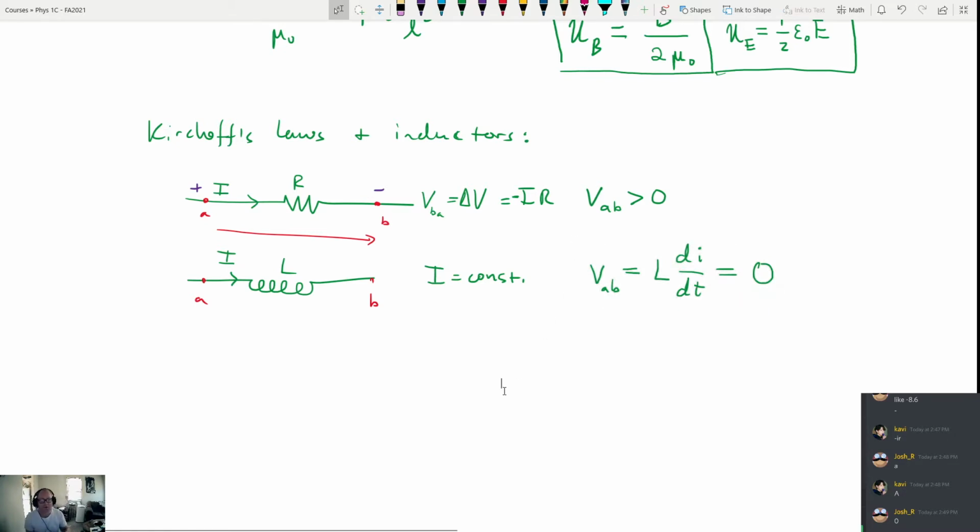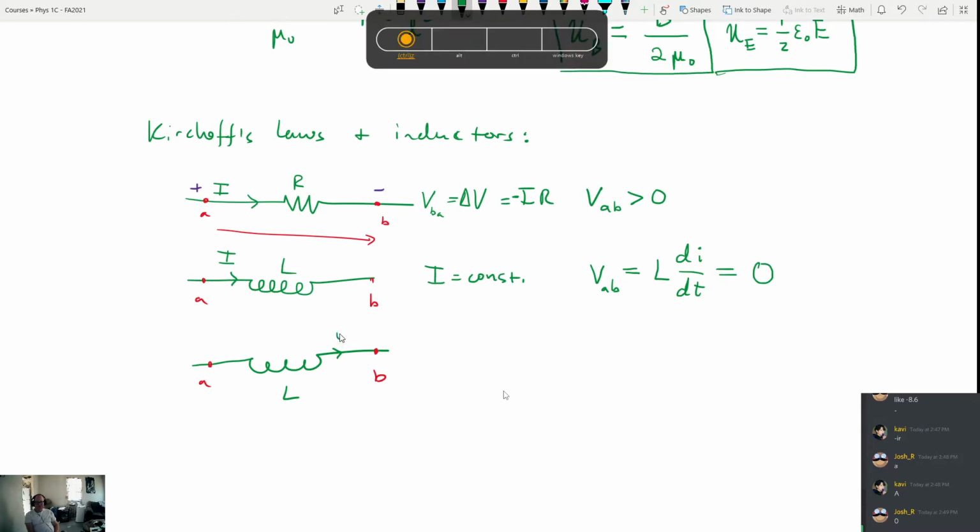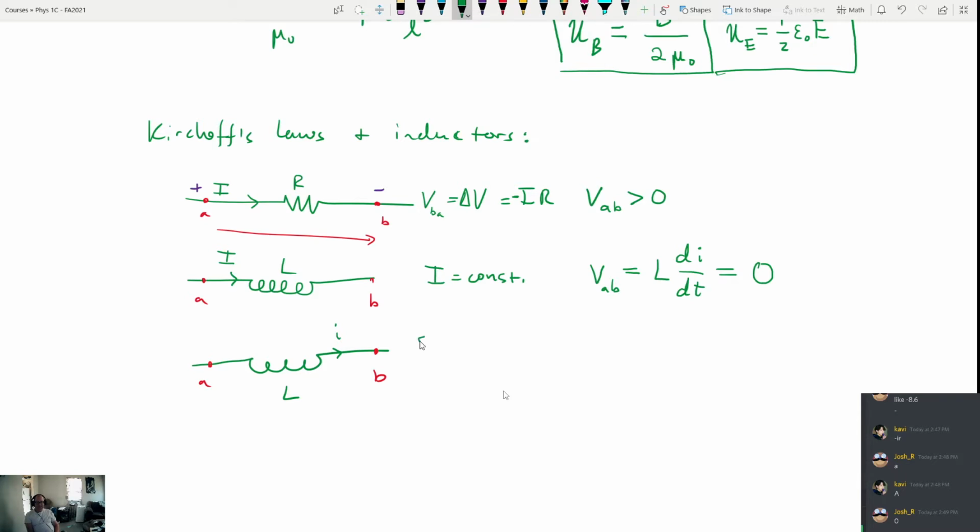Okay. Now, another possibility would be that I have my inductor, L, and I've got my points A and B, A here, B here. And let's say that our current is increasing, okay? So let's say that the current is flowing in this direction, okay? That's the direction of the current, but we'll use a little i to represent that it's the instantaneous current. And in this one, let's say that dI/dt is greater than 0. That is to say that the current is increasing.